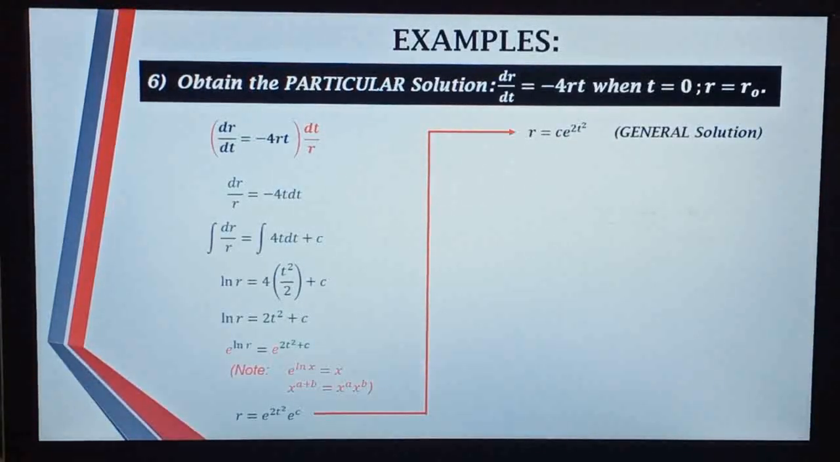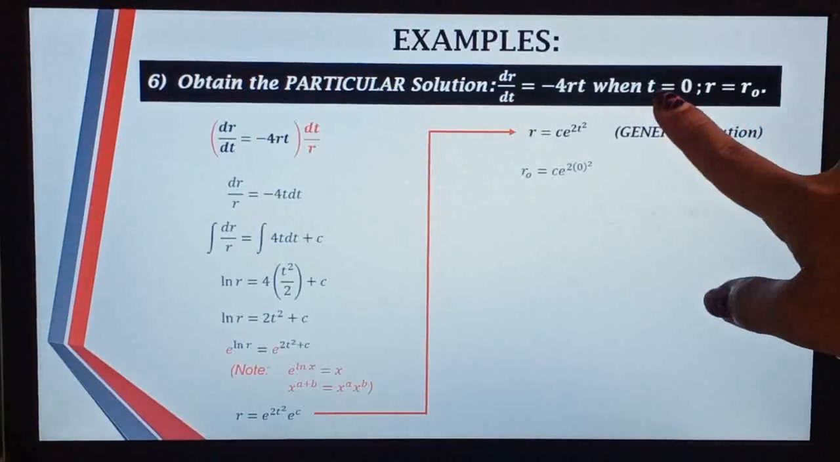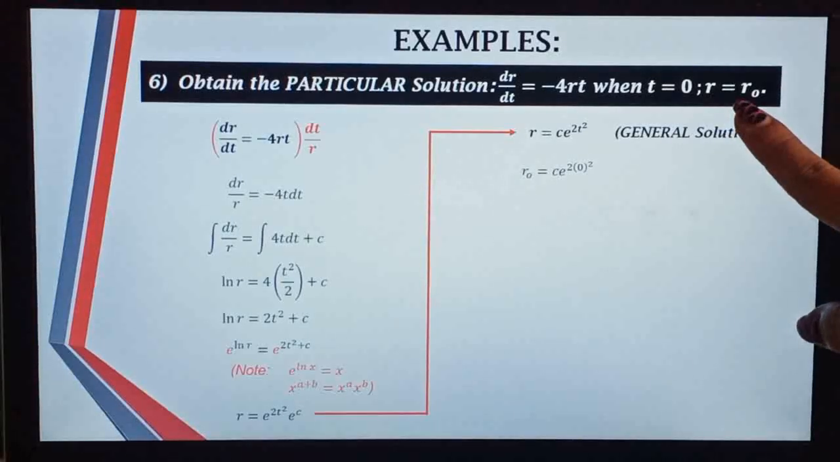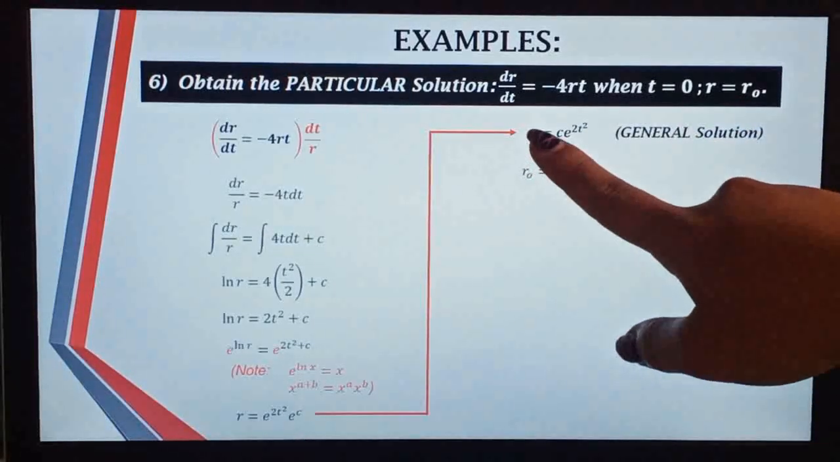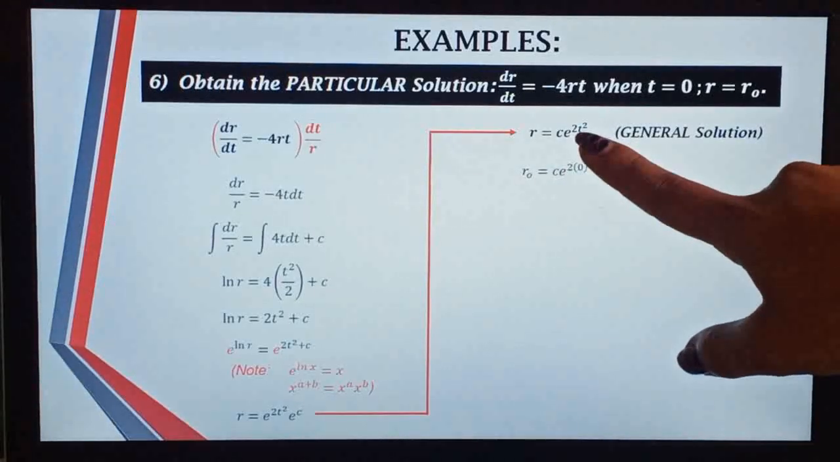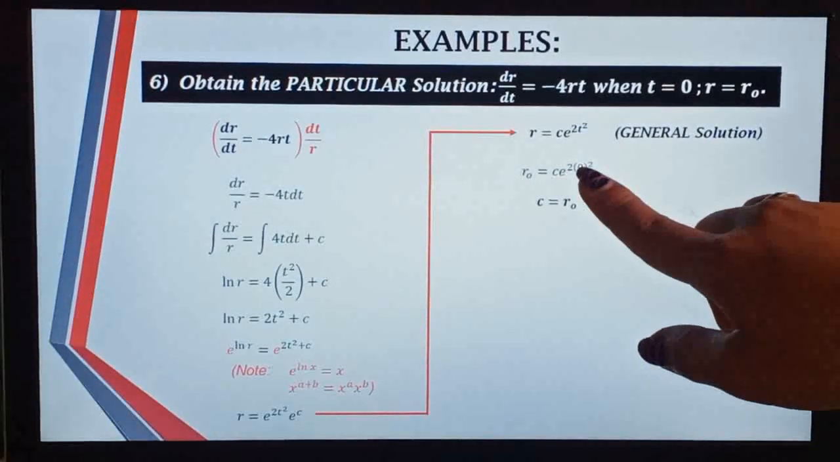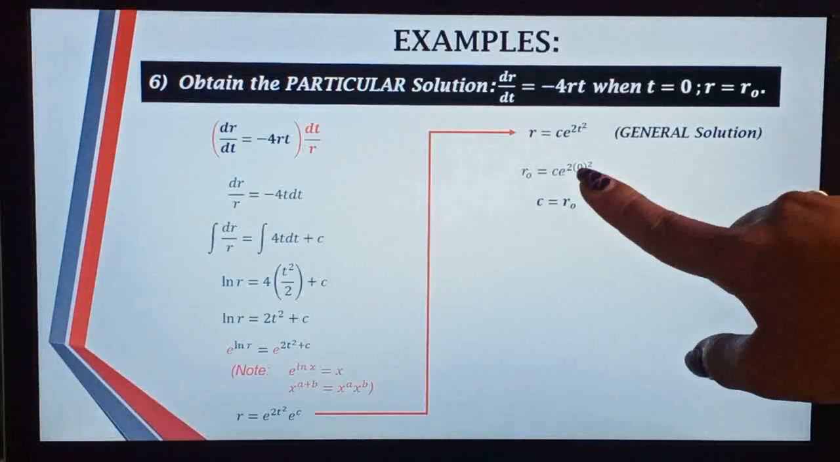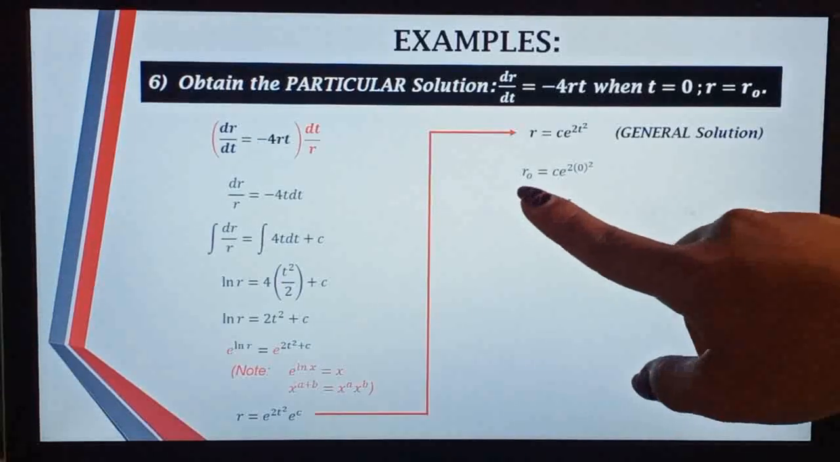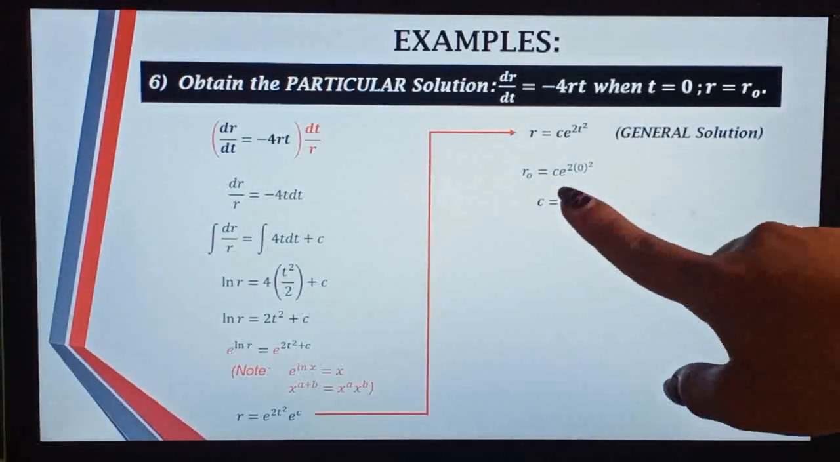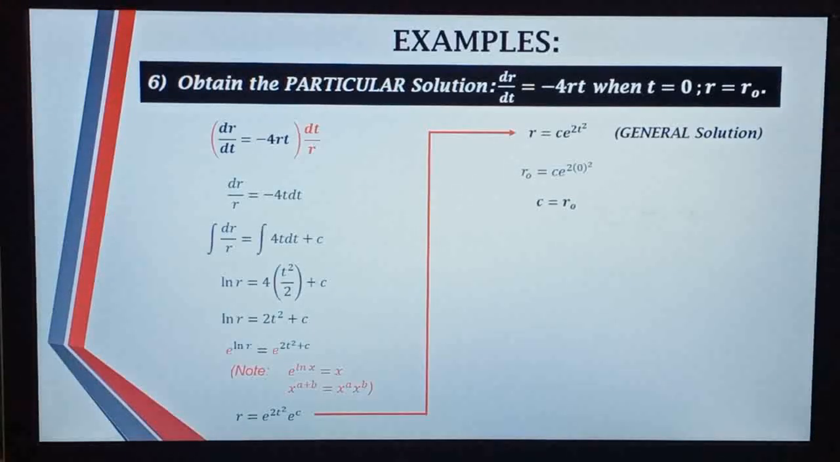So, na-obtain na natin yung general solution. All we have to do is to obtain the particular solution by simply substituting this t equals 0 when r equals r sub o. So, papalitan natin si r ng r sub o, then papalitan natin si t ng 0 para mahanap natin ngayon yung value ni c. So, in this case, e raised to 0 is equivalent to 1. So, this will be c equivalent to r sub o. So, the equivalent of our c or the equivalent of our arbitrary constant is r sub o.